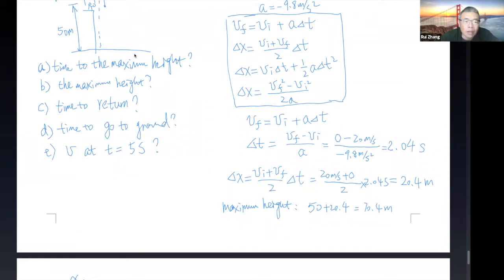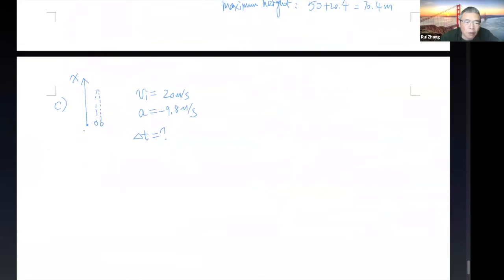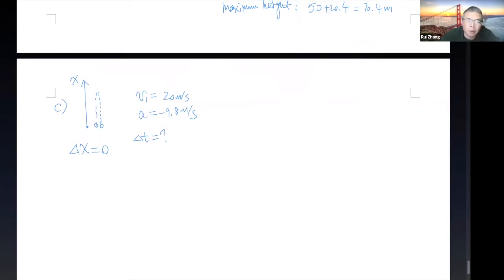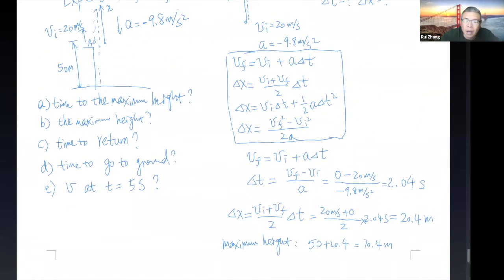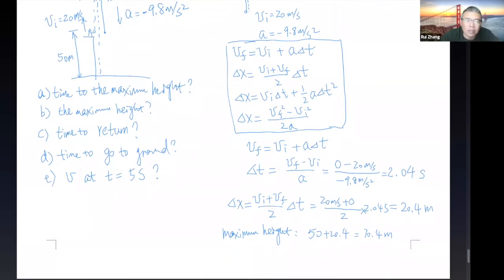Yeah, it's not that trivial. The other piece of information we do know for this whole motion is that delta x is 0. The displacement is 0 because it comes back to the same height. That's a little bit hard to figure out, but we only have these 5 pieces of information. We don't know delta t, and we don't know vf, as I said. So we know vi and a. The only other one is delta x, and if you think a little bit, you can see that delta x is 0.